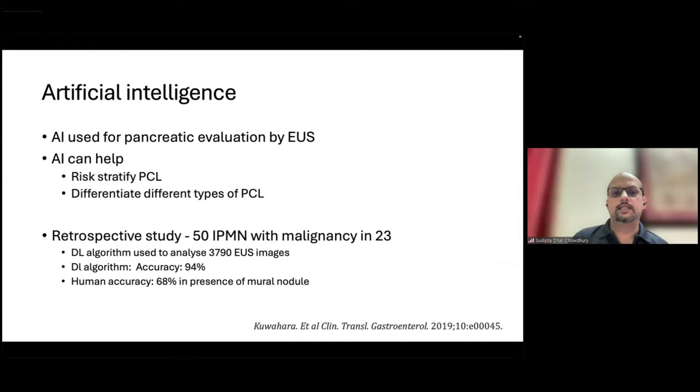Of course, now artificial intelligence has come in, and since 2019, artificial intelligence has been used in the evaluation of pancreatic diseases. And AI can help stratify pancreatic cystic lesions, differentiate between different types of pancreatic cystic lesions. Now, different models of AI include deep learning. This is a retrospective study of 50 IPMNs with a malignancy in 23 patients. Deep learning algorithm was used to analyze 3,790 EUS images. Interesting thing is that with the deep learning algorithm, the accuracy of diagnosis of malignancy was 94%. However, on the human side, the accuracy was 68% even when the presence of a mural nodule is there.